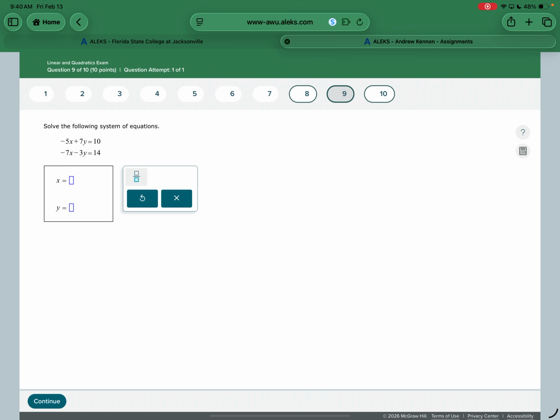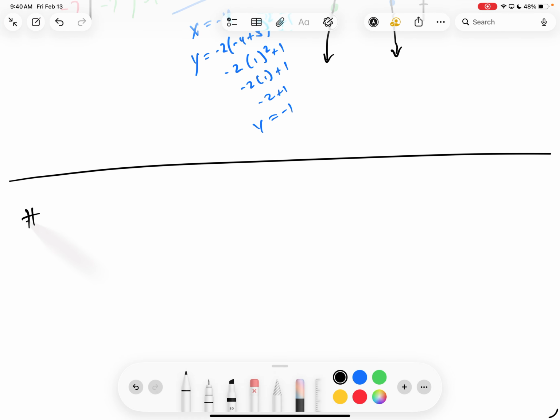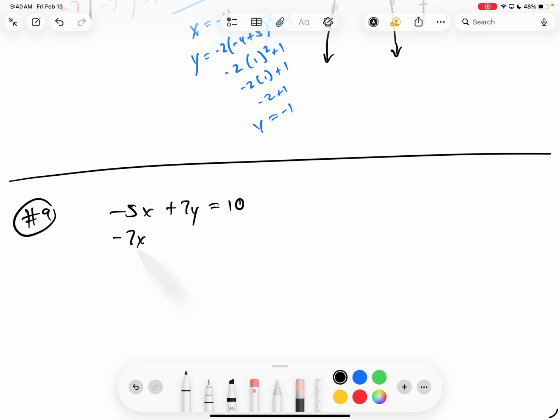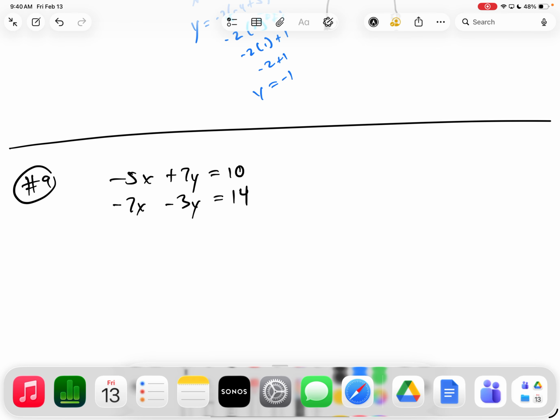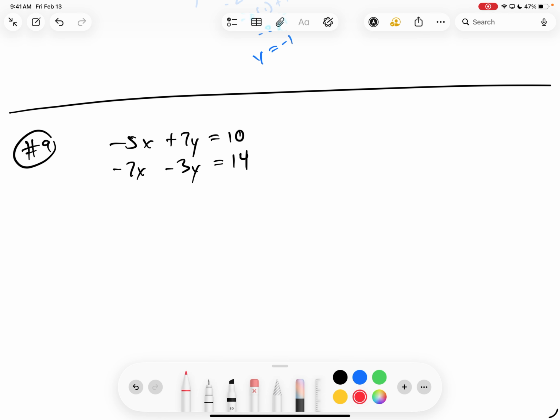That's fine. Negative 5x plus 7y equals 10. Negative 7x minus 3y equals 14. Double checking real quick. Negative 5x plus 7y equals 10. Negative 14. All right. System of equations. We want to find the one point that works for both of these. That is the intersection point.